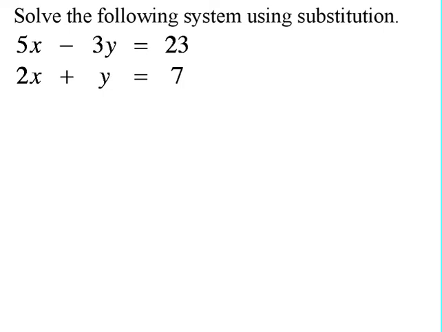So if I look, is there a variable that's by itself? Which one? Y in what equation? The second. So I'm going to solve this for y. That means y would equal 7 minus 2x. Correct? That's what it equals. I'm going to write it down here.